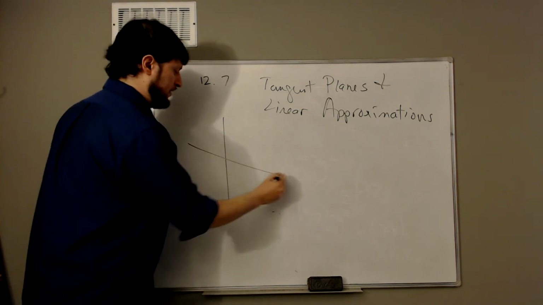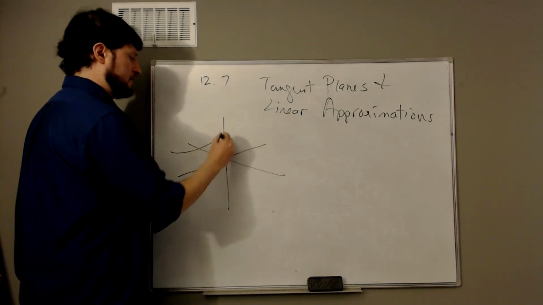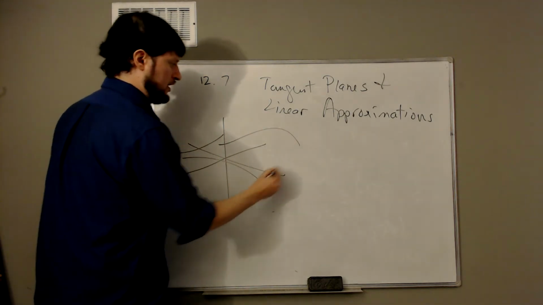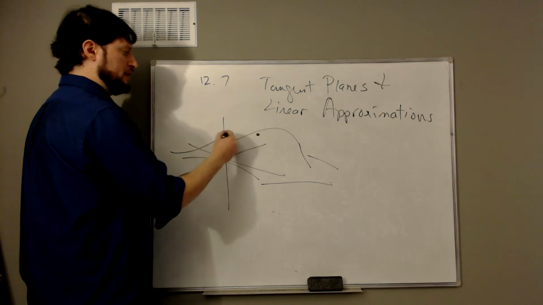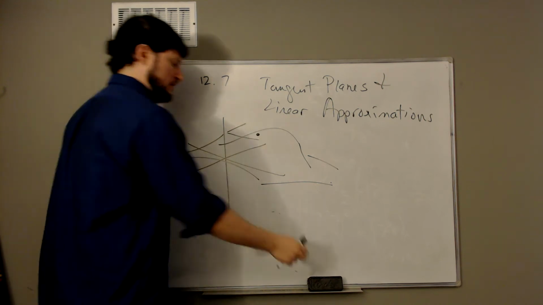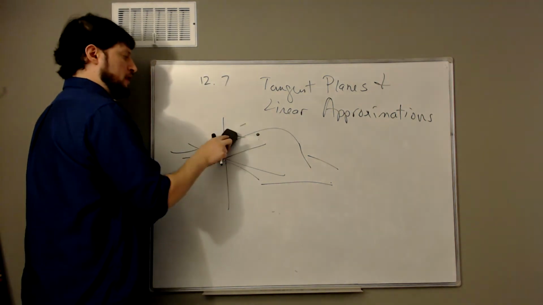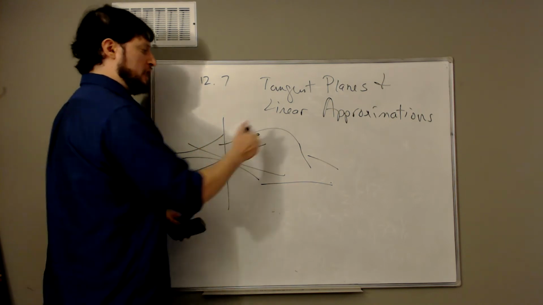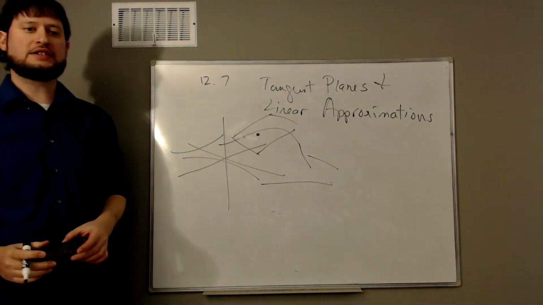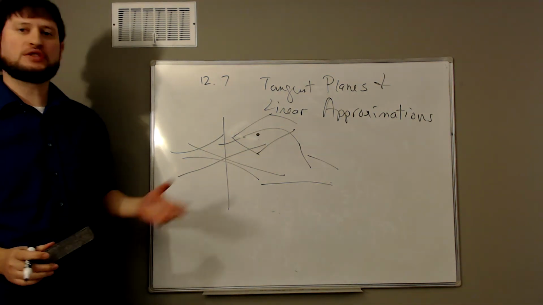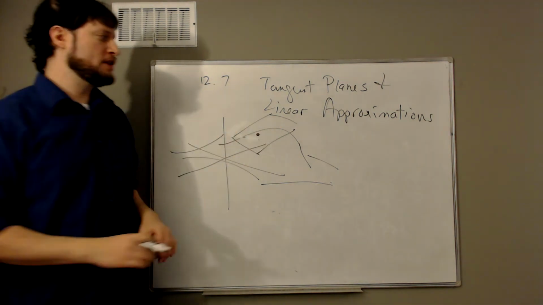If I have a surface, if I have the graph of some surface, the goal is to take it at any particular point. What we'd like to do is say, well, there's no tangent line, but there is a plane that is tangent to the surface. Right? So we know that we have equations of planes.